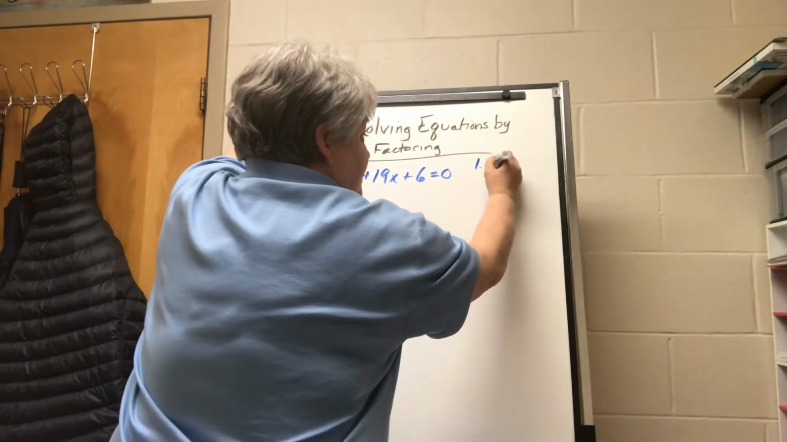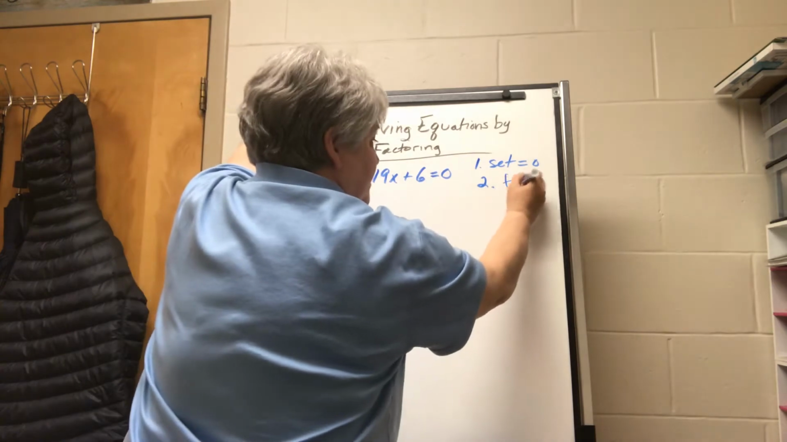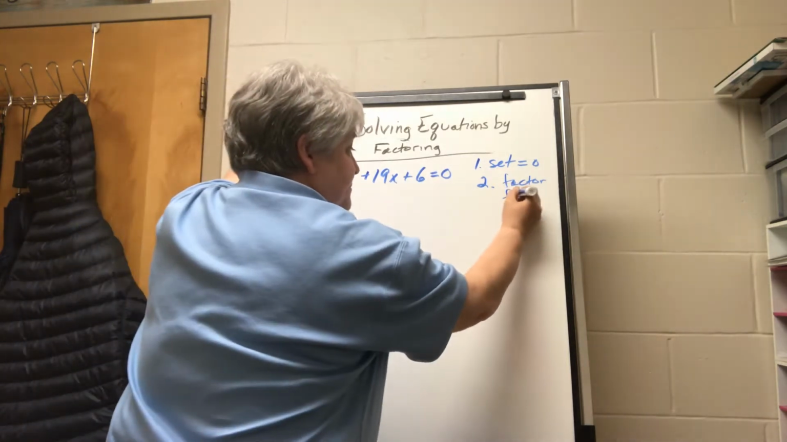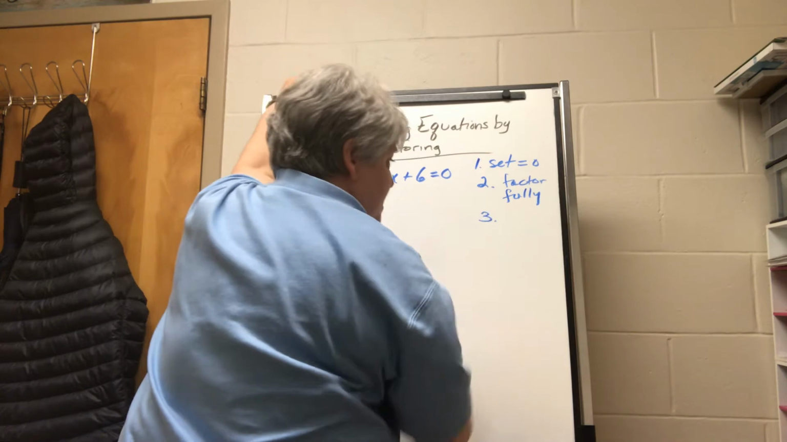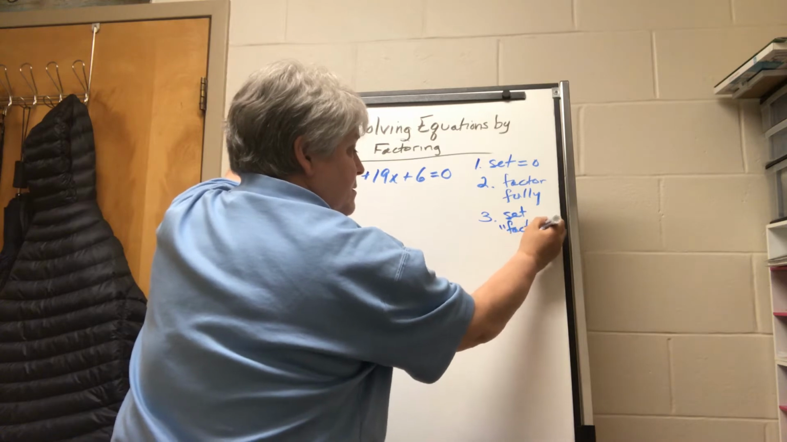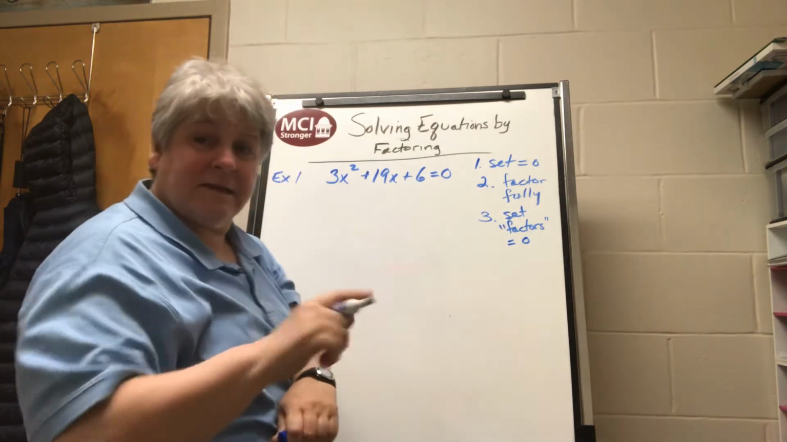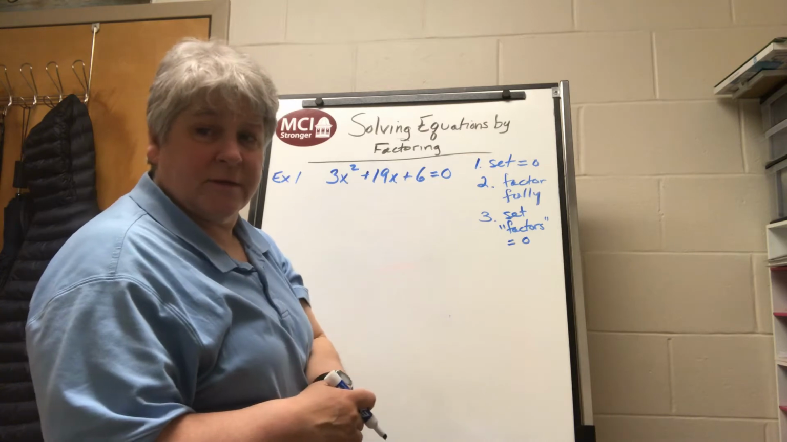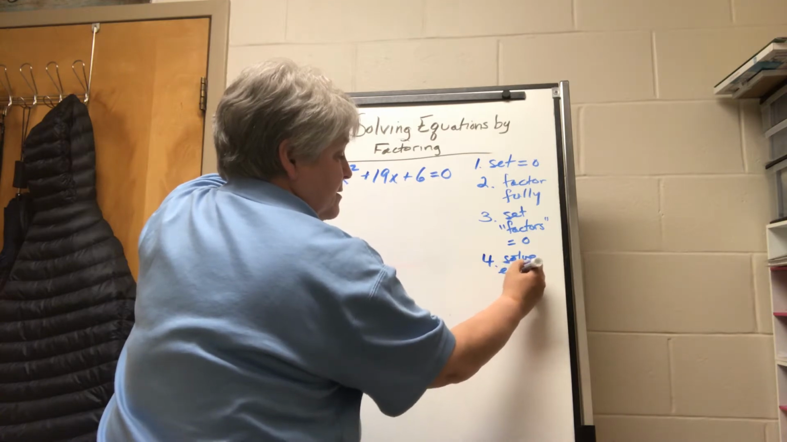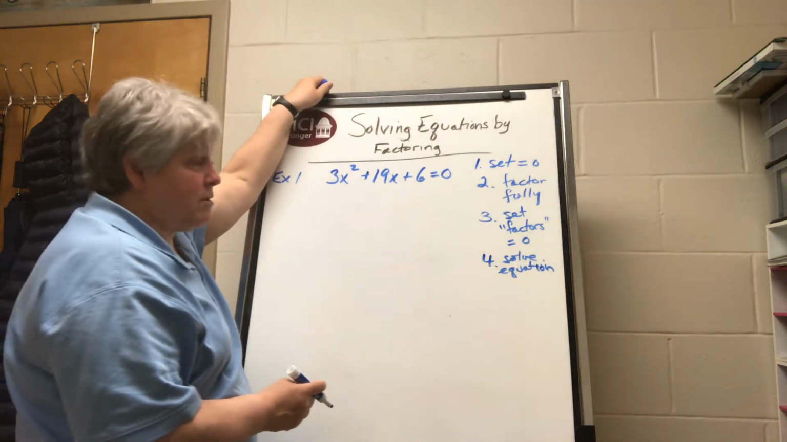We're going to get it set equal to 0. We're going to factor the side where everything is. And by factor, I always mean factor fully. So factor fully. Step 3, set the factors equal to 0. So when we're all done factoring, we're going to take every factor we see and set it equal to 0, setting up multiple equations. And then we're going to solve those equations. And this style of equation will be like the type we've done all year long, getting x alone.